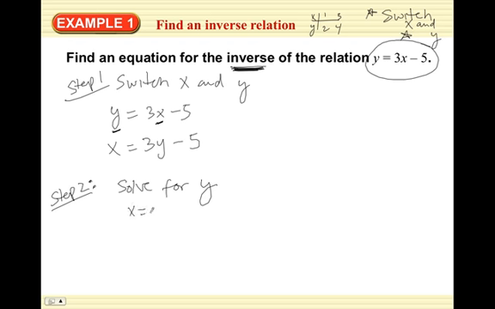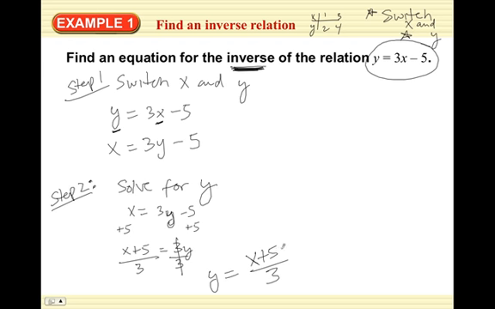So we have x equals 3y minus 5. Let's get y by itself. That's what solve for y means. To get y by itself, we need to add 5 to both sides of the equation. x plus 5 equals 3y. Get y by itself by dividing everything by 3. This is it. y equals x plus 5 over 3. Now if that reduced, you could, but it doesn't, so this is it.